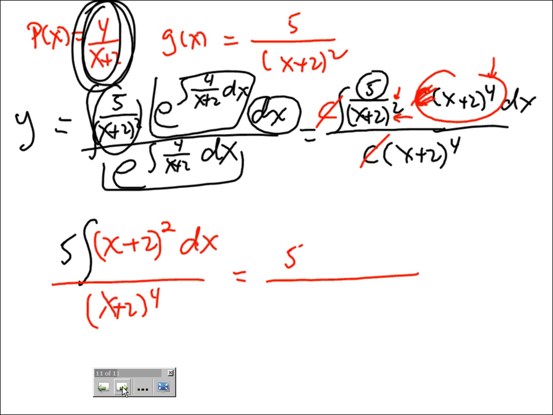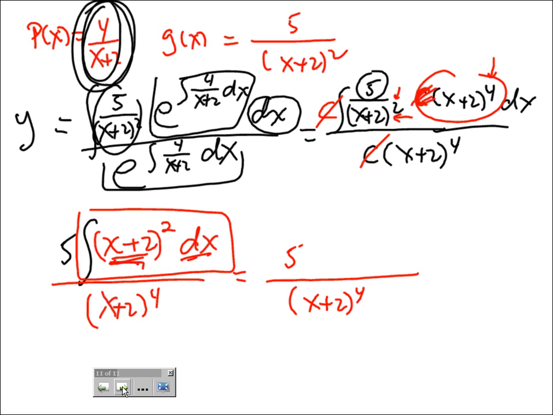So here's the 5. Here's the (x plus 2) to the 4th. This is on the top, in the numerator. What's the integral? Well, if I call that u, then that's du. This is just u squared, the integral of u squared dx, which is u cubed over 3, plus a constant.